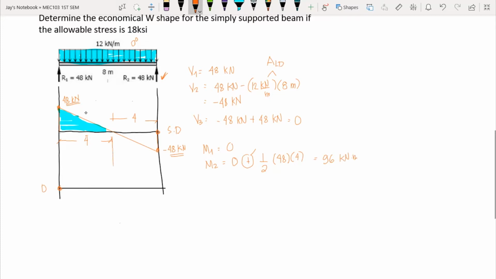So at this point, now take note, this is in the first degree order, so therefore our moment diagram should be in the second degree order. But what would be the curvature or the orientation of our second order curve here? Now take note, our shear diagram is decreasing, so therefore we have our moment diagram here in frowning curvature.